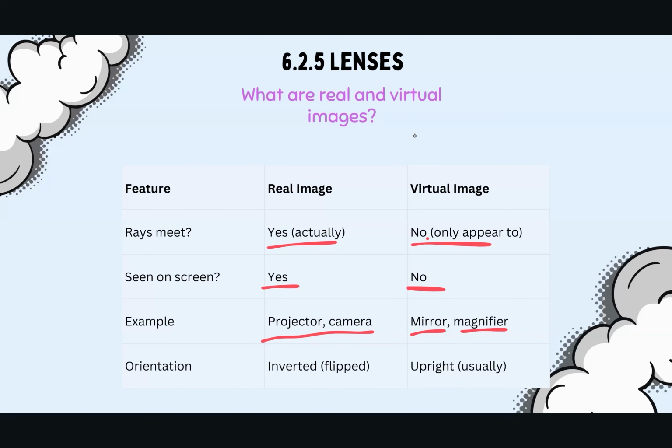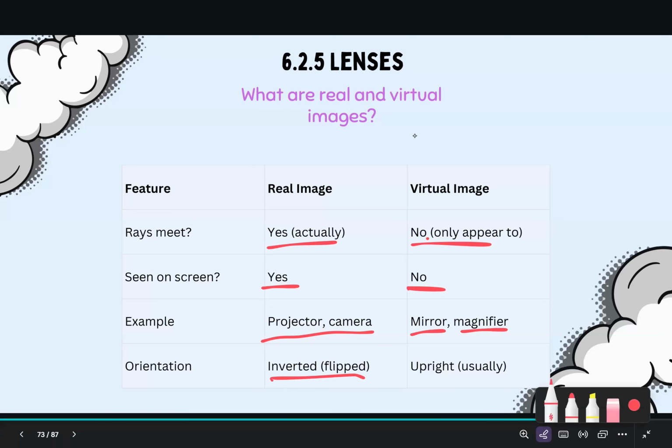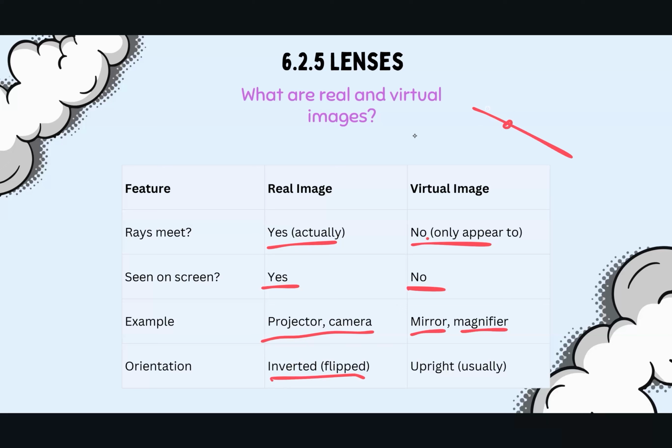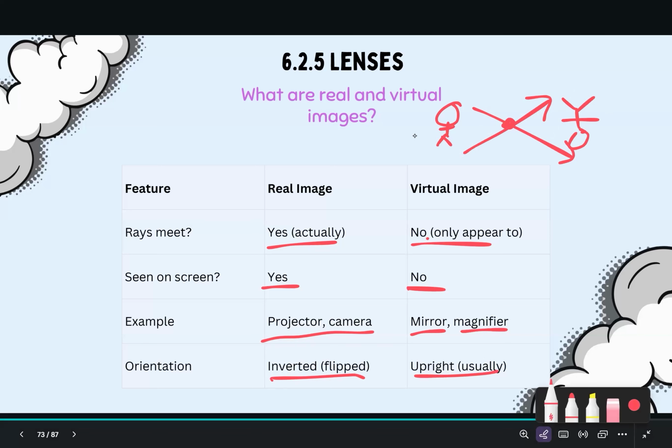Now, in a real image, usually it's inverted or flipped. Because when they meet at a point, when they go beyond that point, the light rays go in opposite directions. As in the light rays flip, because they meet at that point there, and beyond that point, you end up with a flipped image. Now, a virtual image is usually an upright image.